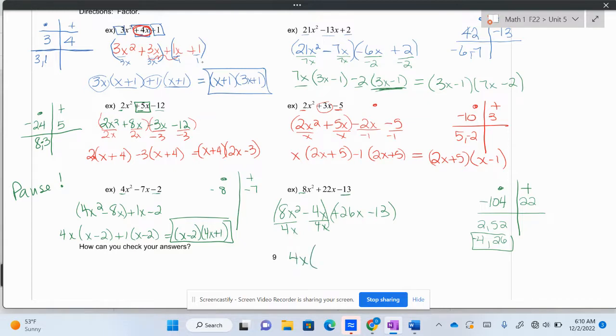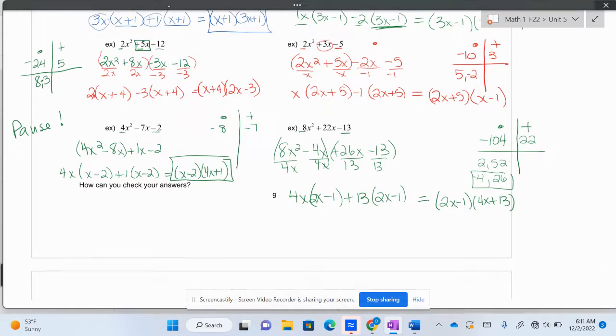Divide these both by 4x. I get x minus 1. Divide both here, I get a 2x, sorry. 8x squared divided by 4x is 2x. Divide both over here by 13. I have a common factor of 13, and that also leaves me with a 2x minus 1. So this trinomial factors out to be 2x minus 1 times the quantity 4x plus 13.